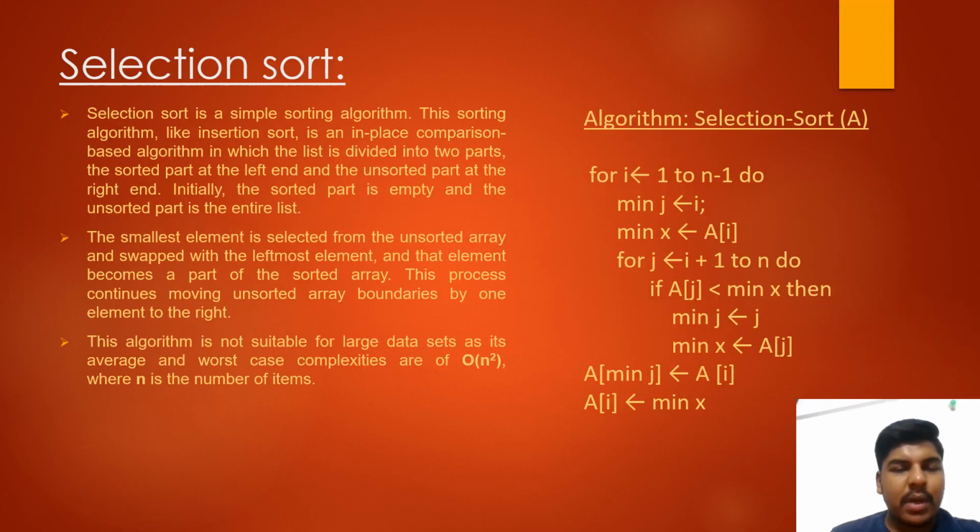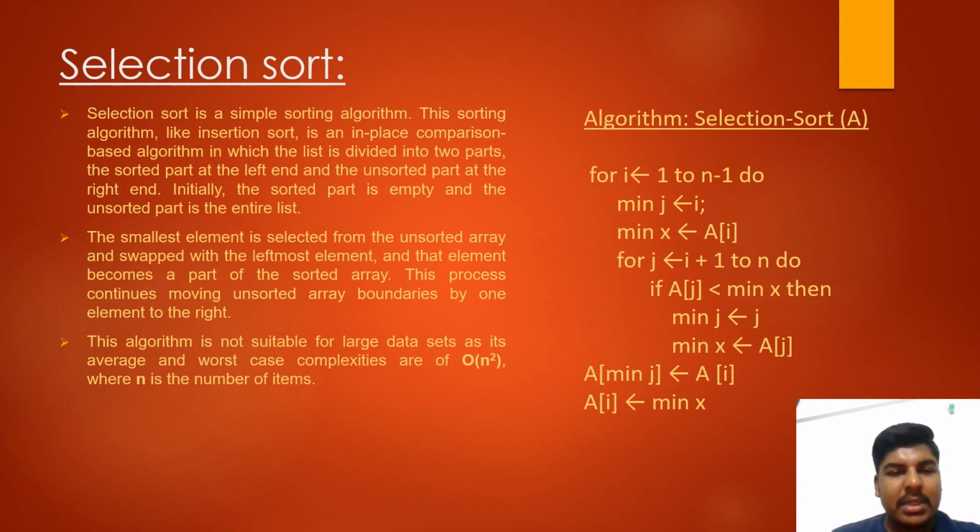Now let us come to one of the sorting methods, that is the selection sort. Selection sort is a simple sorting algorithm. This sorting algorithm, like insertion sort, is an in-place comparison based algorithm in which the list is divided into two parts, the sorted part at the left end and the unsorted part at the right end. Initially, the sorted part is empty and the unsorted part is the entire list.